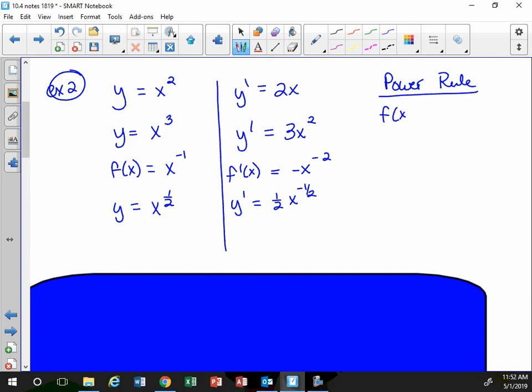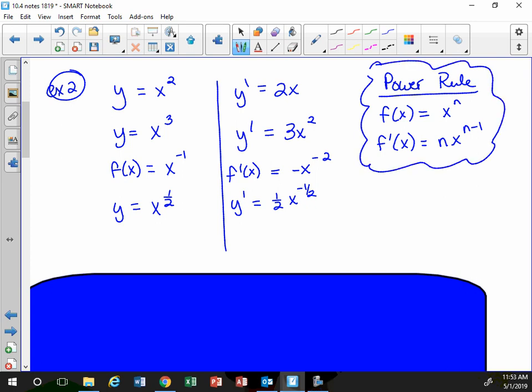All right, so if your function is x to the n, the derivative of your function is always going to be n times x to the n minus 1. So that exponent comes in front, becomes your coefficient, and the degree goes down by 1. Okay? Simple, right? Much nicer than limit as h approaches 0 of f of x plus h minus f of x all over h.